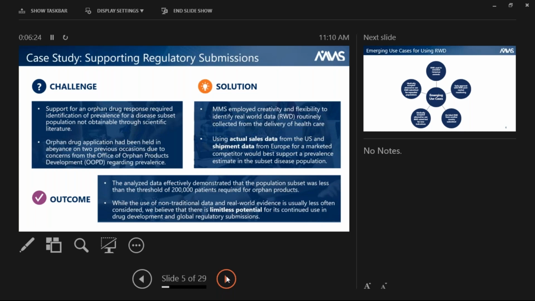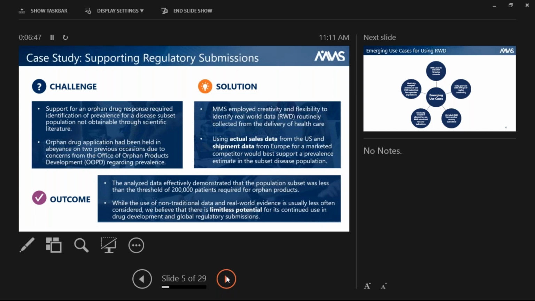This application had been held in abeyance from the Office of Orphan Products Development on 2 previous occasions, based on concerns regarding prevalence in the U.S. and European Union for a disease population subset. Typically, this information would be obtained through a scientific literature search, but that search came up empty.